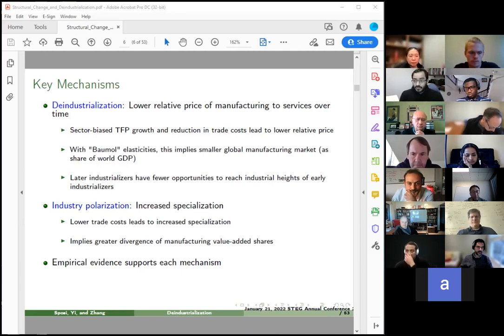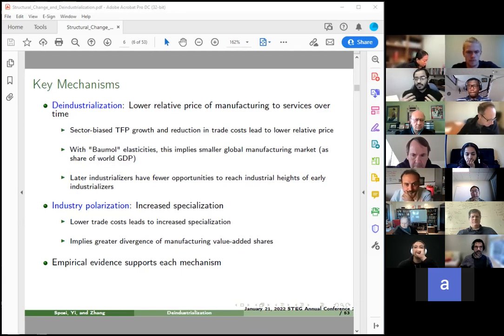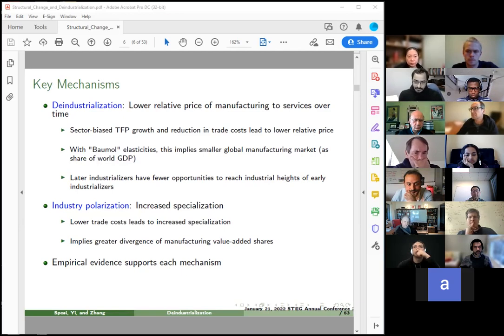Now, in terms of industry polarization, the logic is much more straightforward. First order, lower trade costs allow for a greater concentration of production globally to take place in fewer and fewer countries, to supply the rest of the world. This is going to result in increased dispersion of manufacturing activity. Essentially, once we've uncovered these mechanisms using the model, we provide some empirical evidence that directly supports each of the various mechanisms. So I'll stop here and use whatever time is left to answer any questions.